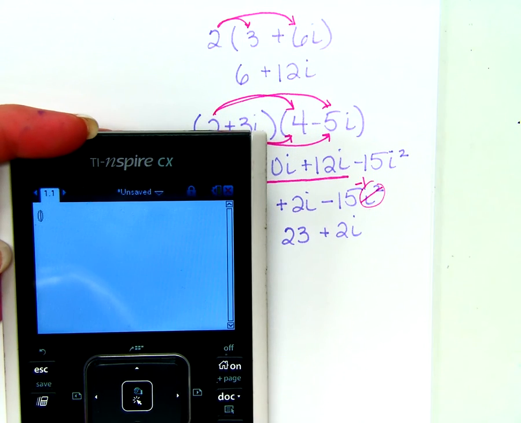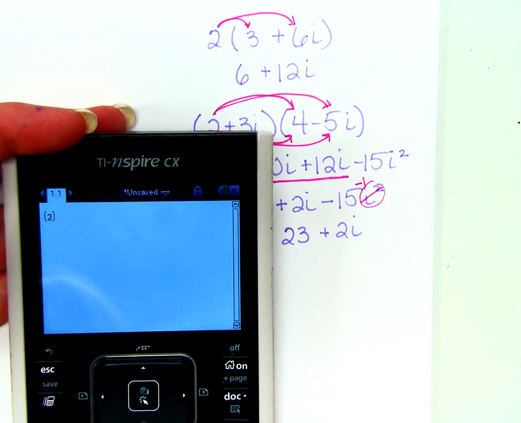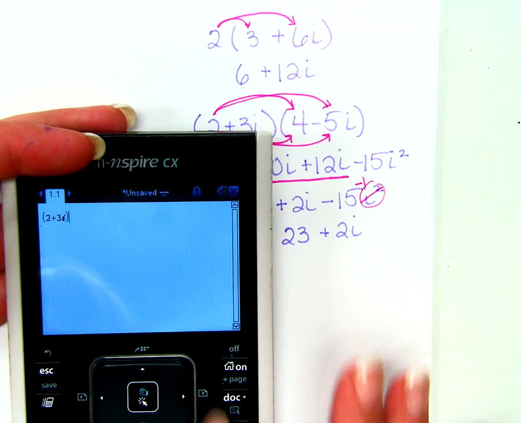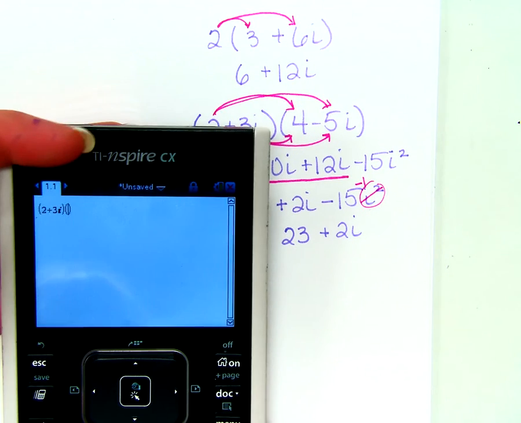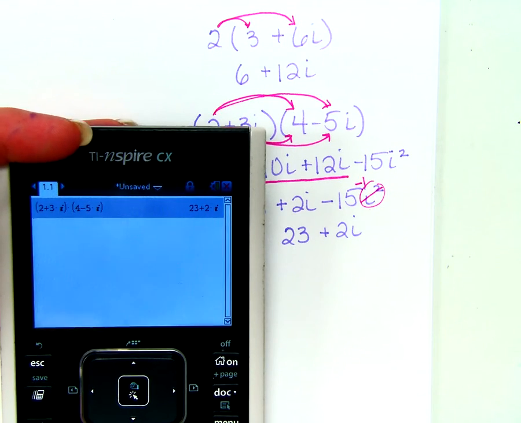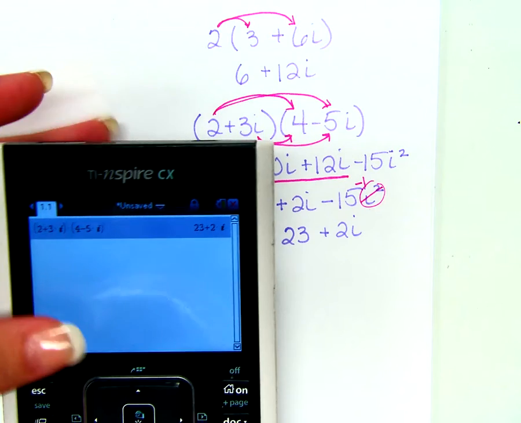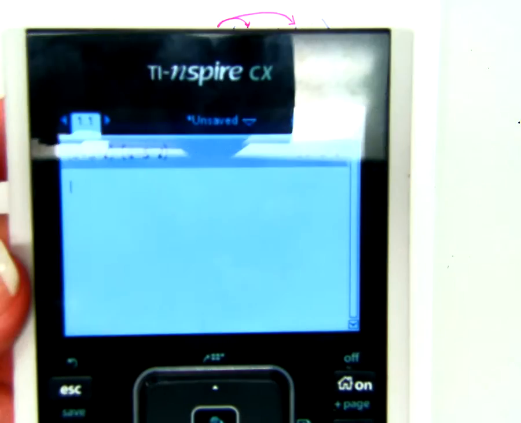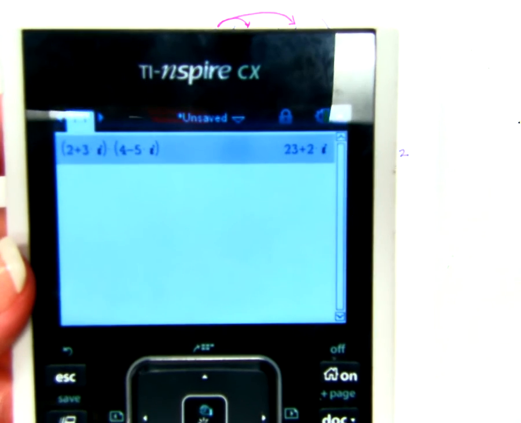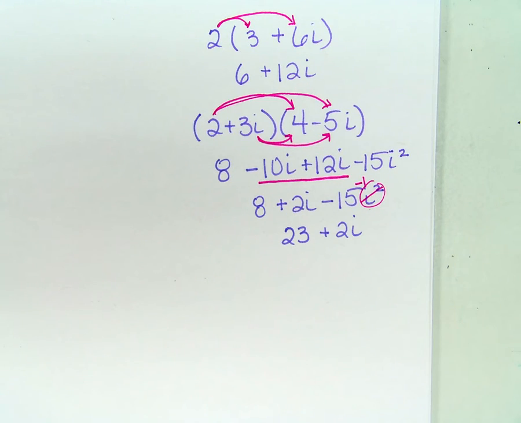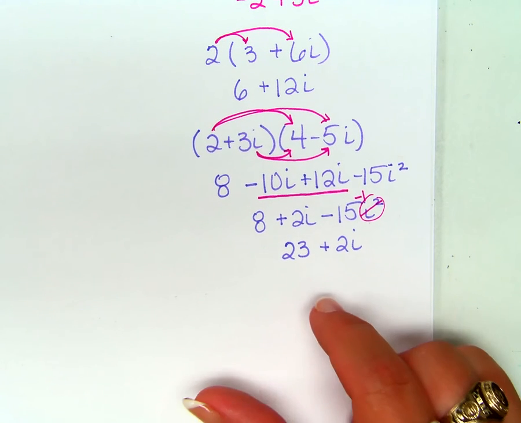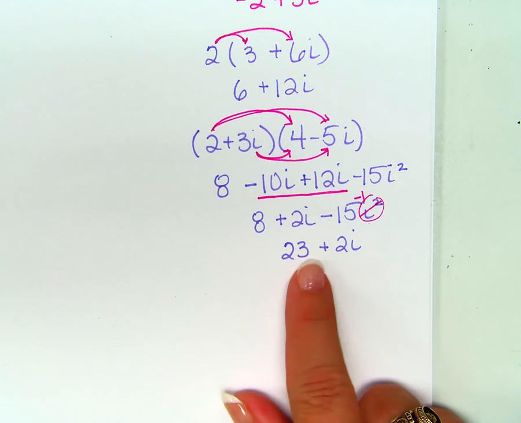We can say 2 plus 3i times 4 minus 5i and get 23 plus 2i. I can do that all on my calculator. But you guys know how I feel about calculators, right? We talk about the math first, then I show you, remind you in the calculator. Still the same now. Okay? Any questions about this?